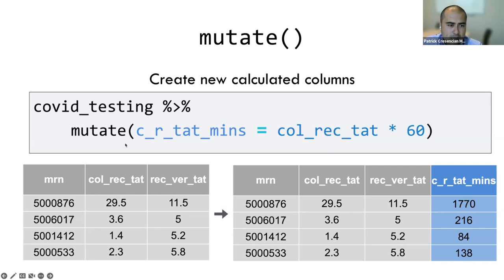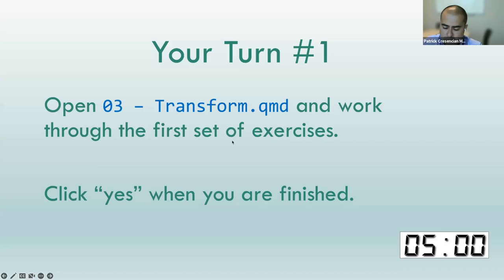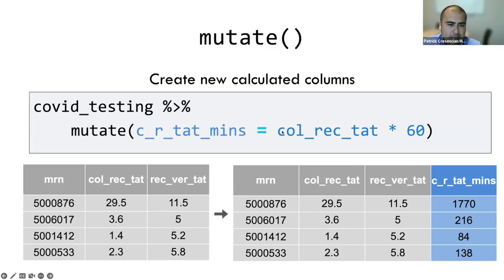And so in this case, we are using mutate. And we're going to create a new column, CRTAT mins. And that is going to get the output from this calculation. Collect is basically our collect to receive turnaround time, or col rec tat, times 60. So this is expressed in hours. We're just multiplying this by 60 to create a column that expresses that same concept in minutes.